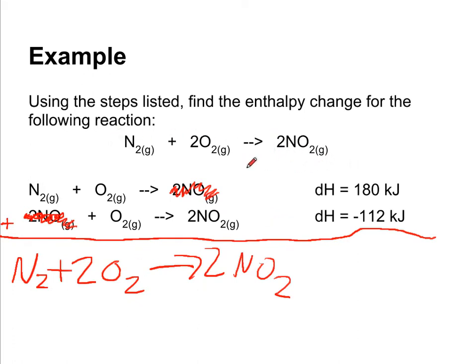And since we didn't have to make any changes to them, we didn't have to flip anything or multiply by coefficients, we can just add the delta H values together. I couldn't find a way to type the triangle in there, so anytime you see DH, that means delta H. So we just have to add 180 to negative 112, so our delta H for this reaction is going to be 68 kilojoules. Now, that was a very simple example. We'll look at a complicated one on the next page.